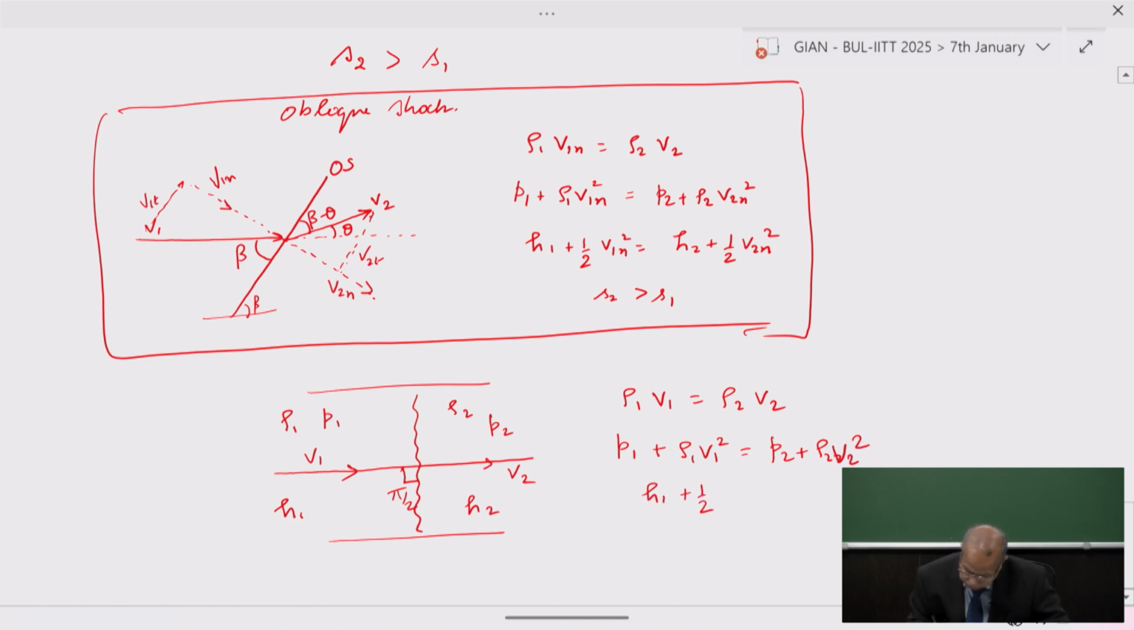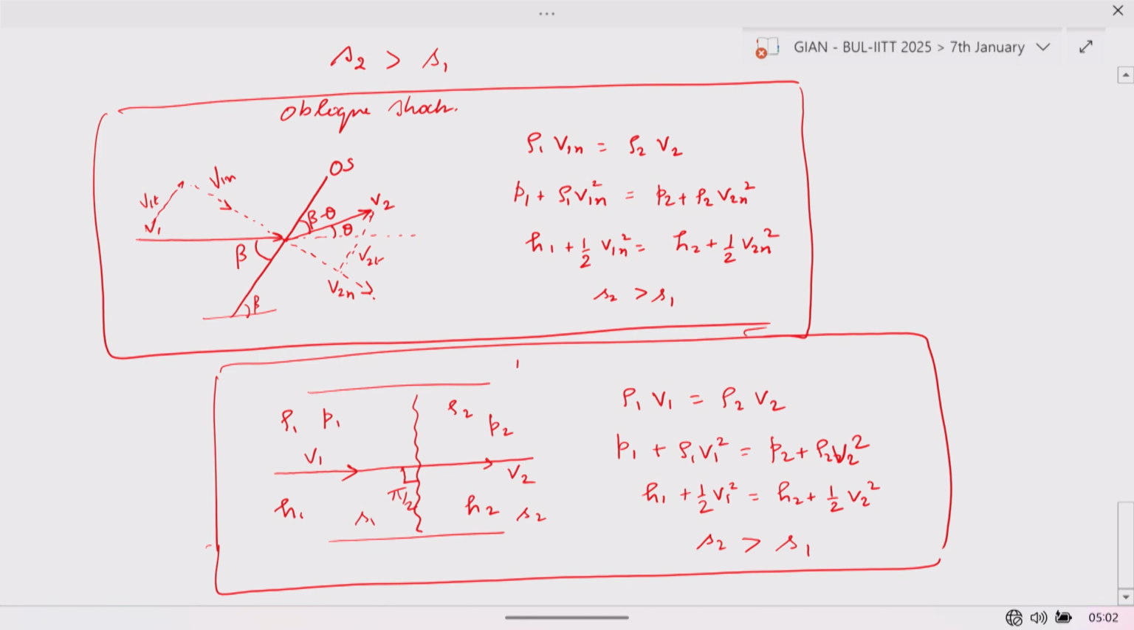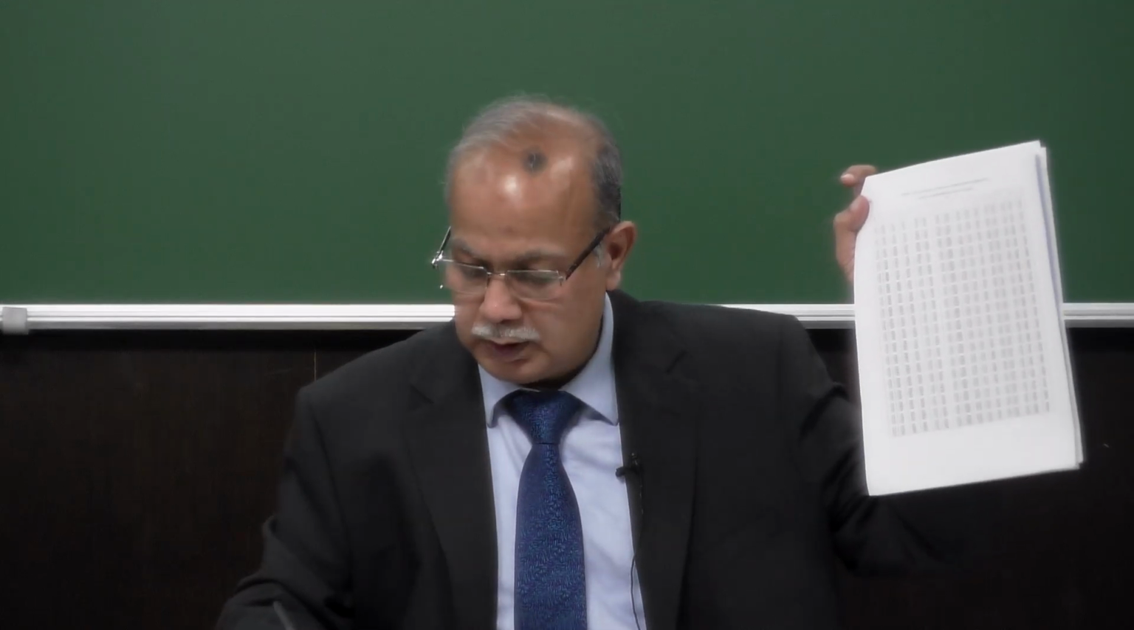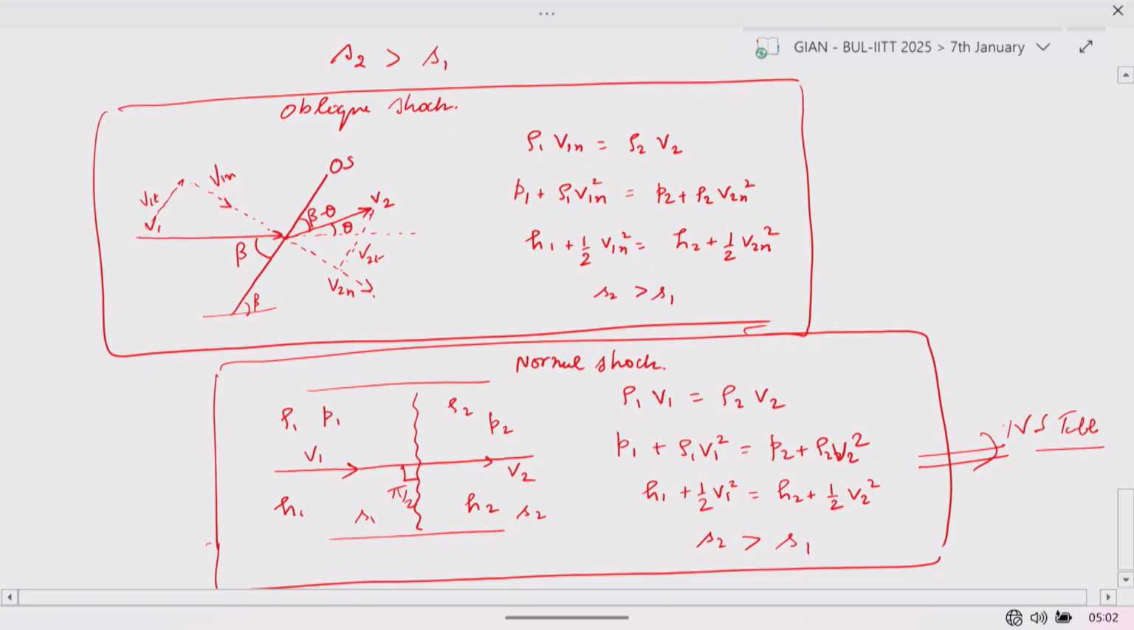H1 plus half V1 square is equal to H2 plus half V2 square, and S2 is greater than S1. So this is the case for normal shock. And the table we have had, what we discussed, is for the normal shock tables. This is not an oblique shock table, so we cannot use this directly for an oblique shock problem.